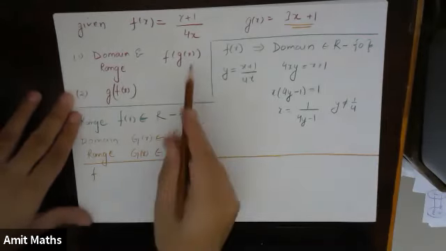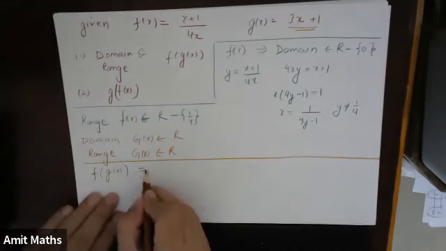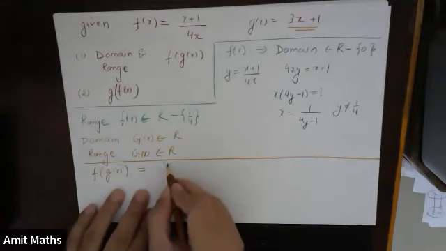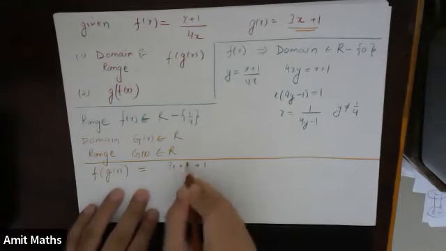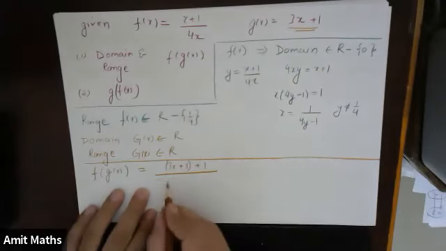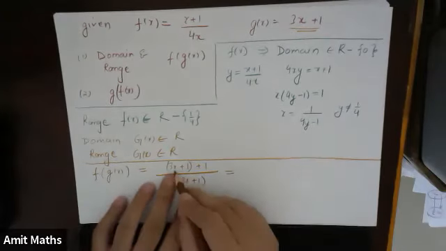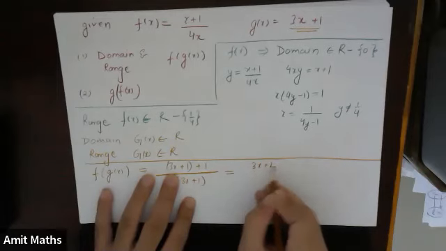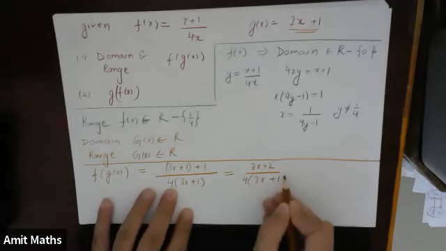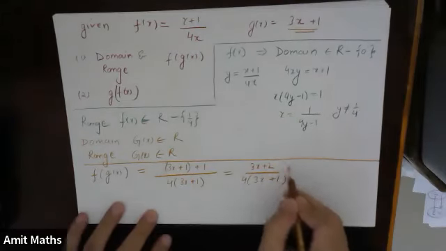We'll find f of g of x. f of g of x will be nothing but, instead of x, I will substitute 3x plus 1. So this will become 3x plus 1 upon, instead of x, I substitute 3x plus 1, and instead of x again, I will substitute 3x plus 1, 4 into 3x plus 1. So this will become 3x plus 2 divided by 4 into 3x plus 1. Okay. So this will become my final function.